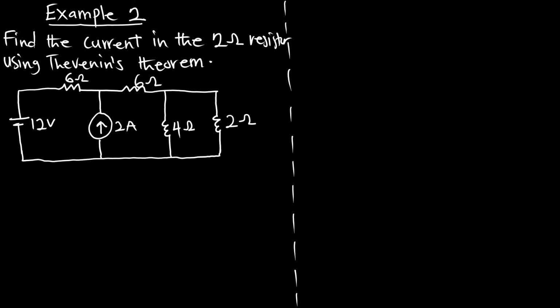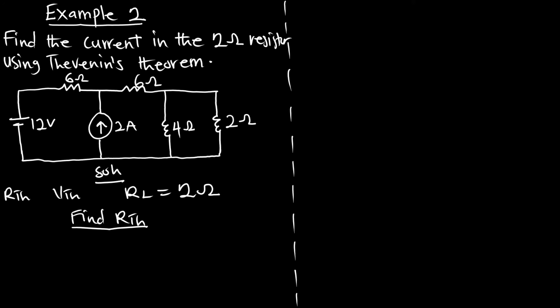So in this example, it says find the current in the 2 ohm resistor using Thevenin's theorem. So very simple and straightforward. We are going to find our RTH, we are going to find our VTH, and we have our RL to be. We are interested in the 2 ohm resistor. So now let's find the RTH, the Thevenin's resistance.